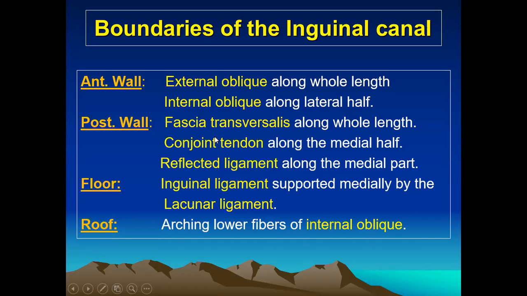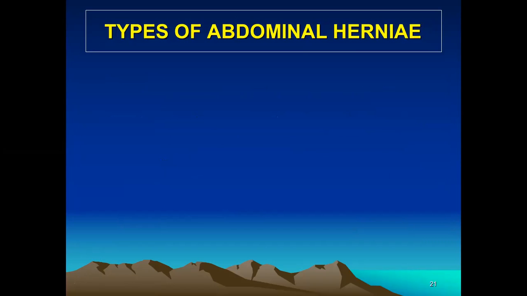These boundaries are very important because later when you study inguinal hernias, at that time these boundaries are very important. To restore by surgery, you should know which muscles are injured and how you can restore them. So that's why the anatomy of the inguinal canal is very important.